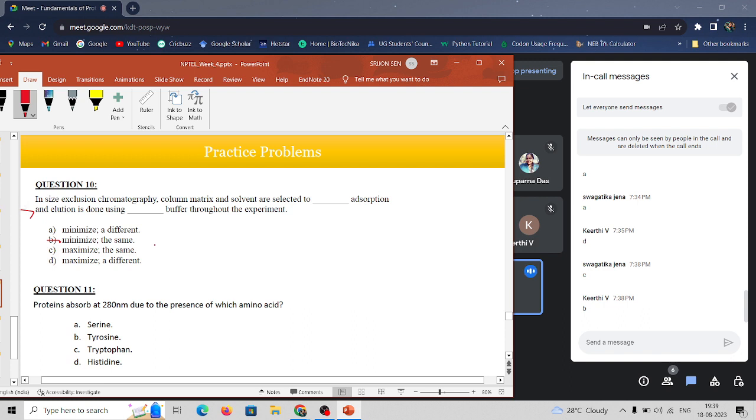So what is question number 11's answer? Proteins absorb at 280 nanometer due to the presence of which amino acid? B. Okay. Any other answer? Everyone is accepting B. Why is C not correct? Both B and C are correct. You have tryptophan, tyrosine as well as phenylalanine. So both B and C will be the correct option here.